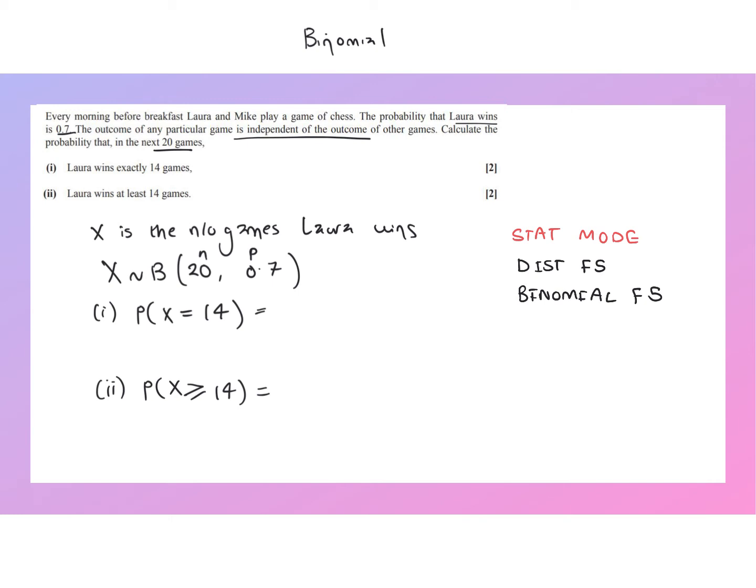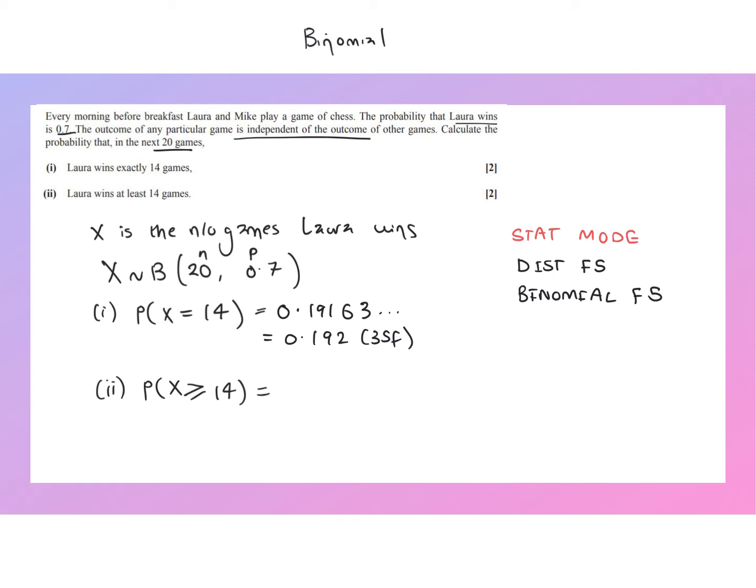The data should be set at variable. The X value is 14 because we're working out the probability that X equals 14. The number of trials is 20 and the probability that Laura wins is 0.7. This then gives us 0.19163... or 0.192 to 3 significant figures. We should round our answers sensibly to 3 significant figures, possibly 4 significant figures.